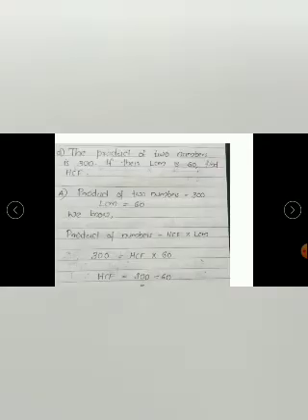One example we can see. The product of two numbers is 300. If their LCM is 60, find HCF. So this is a word problem, right? First we analyze what is given in the question. The product of two numbers is given and their LCM is also given. We have to find HCF. So we know the relation.